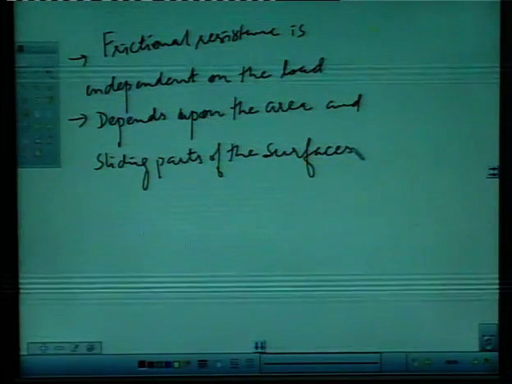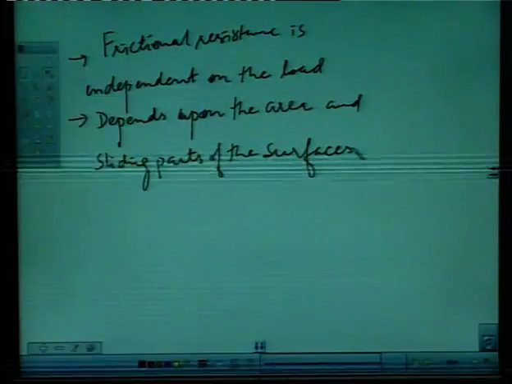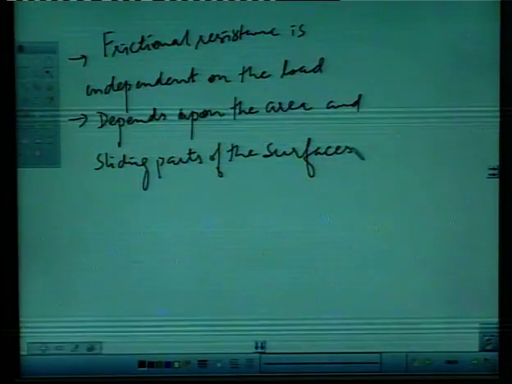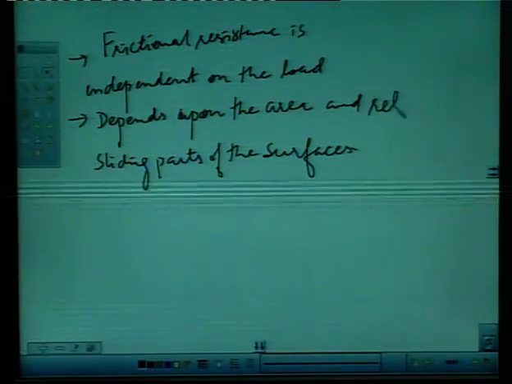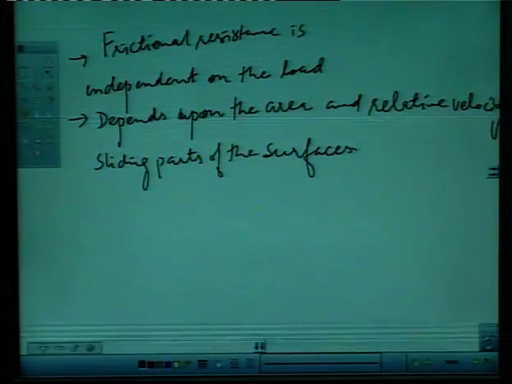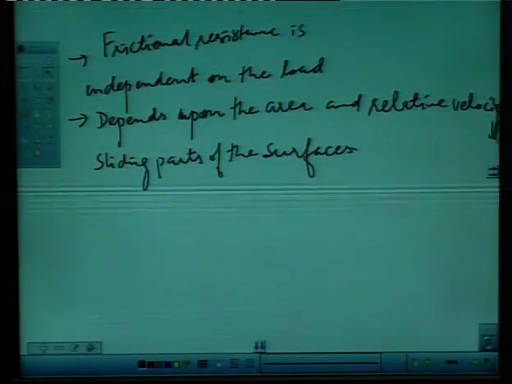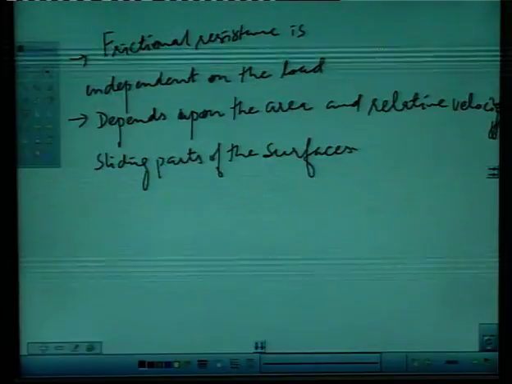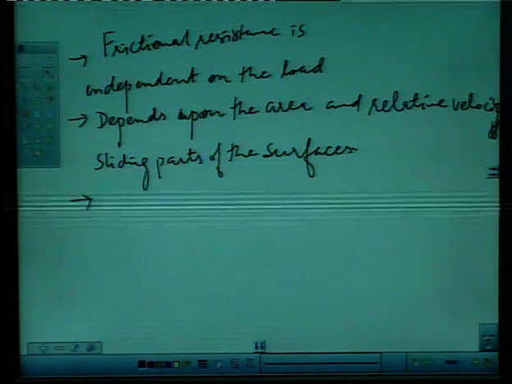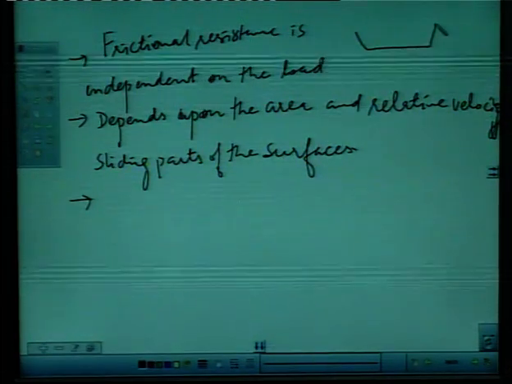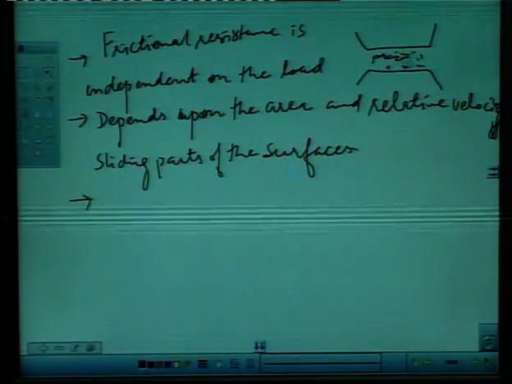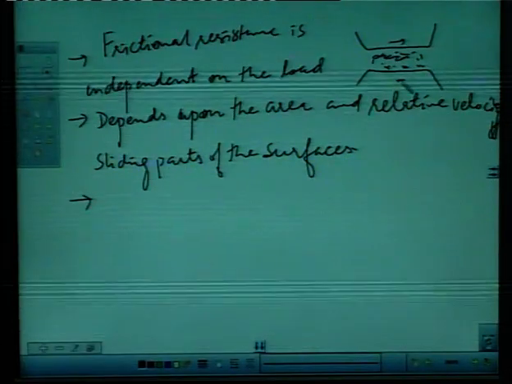Its resistance is independent of the load, but depends upon the area and relative velocity of the sliding parts. So resistance depends upon the area and relative velocity of sliding parts.